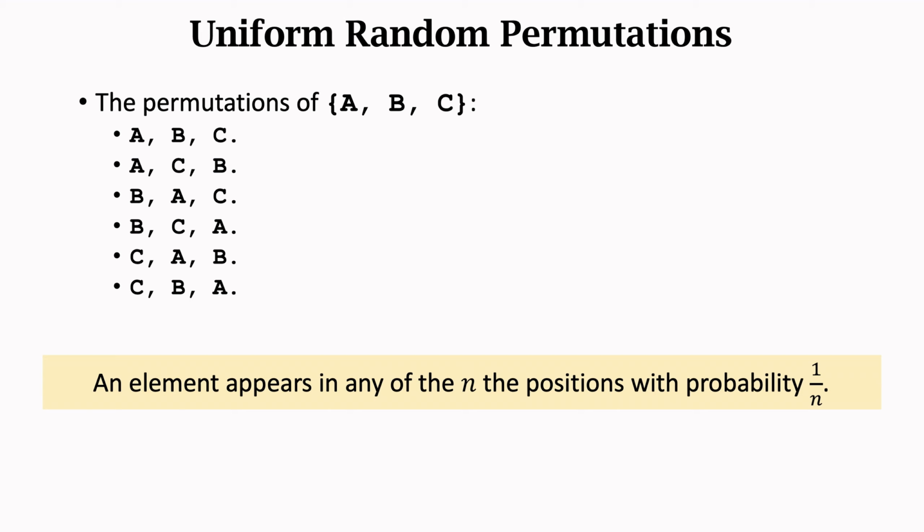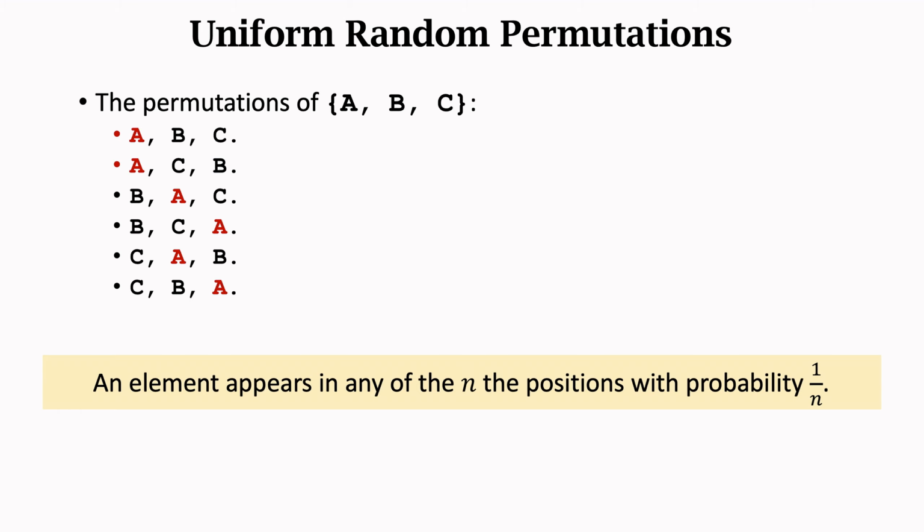Here is an equivalent definition. An element can appear in any of the n positions. The probabilities are the same. They are all equal to 1 over n. In our example, an element can appear in the first, second, or third position. The probabilities are all 1/3.